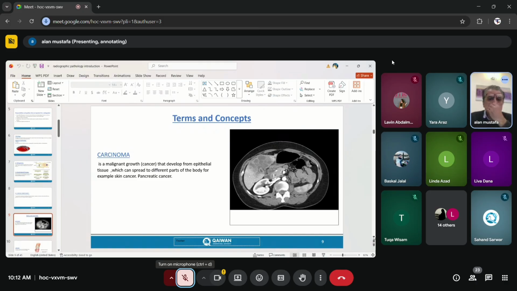And carcinoma, we have a benign tumor and a malignant tumor. And the only difference between a benign tumor and a malignant tumor is that the malignant tumor has the ability to spread inside the human body, while benign tumors don't spread. And this is very important, it's very significant. This makes a huge difference when it comes to the treatment of the patient.